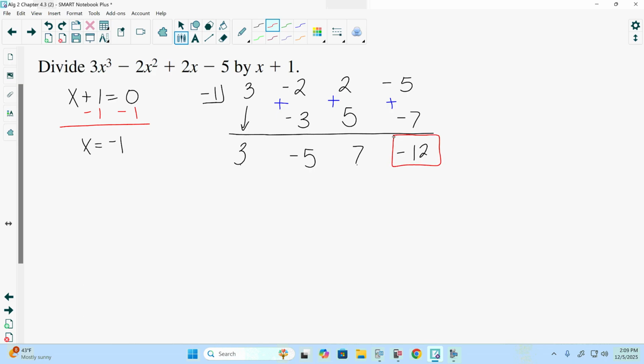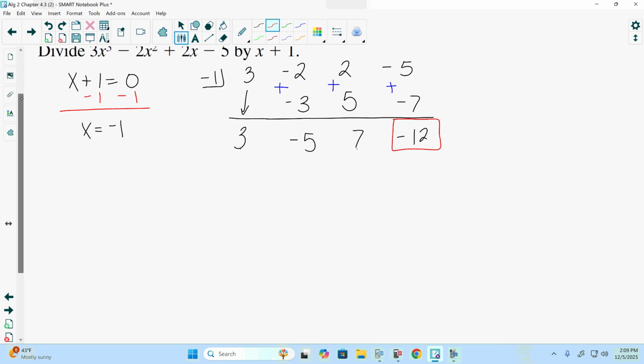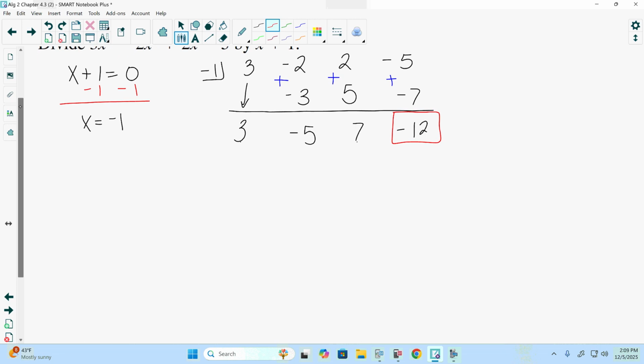Now, since what we're dividing this by is a degree 1, we should only have 1 term in our remainder, our constant term. And when we put the variables back, 7 would be the term without a variable. 5 is going to have, well, negative 5 is going to have x. 3 is going to have x squared.